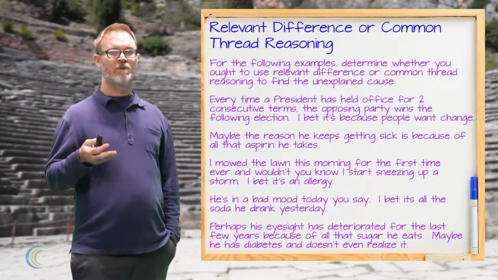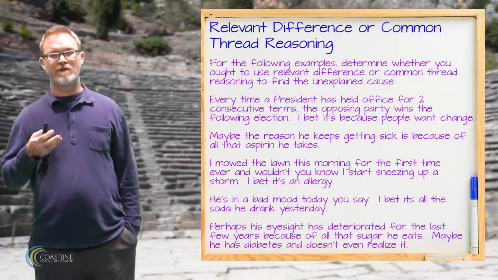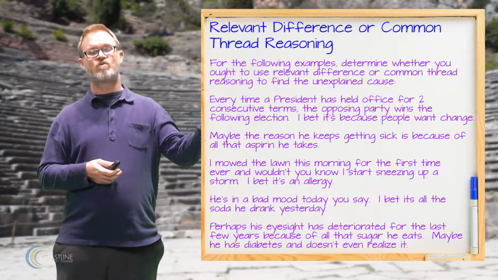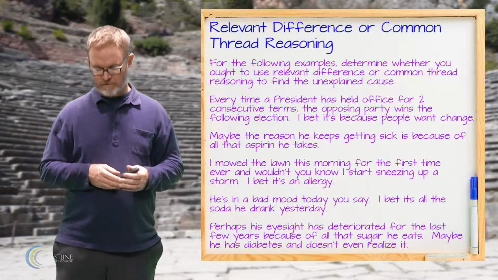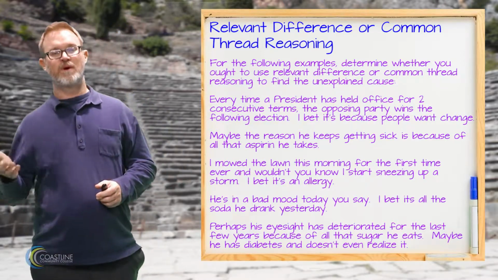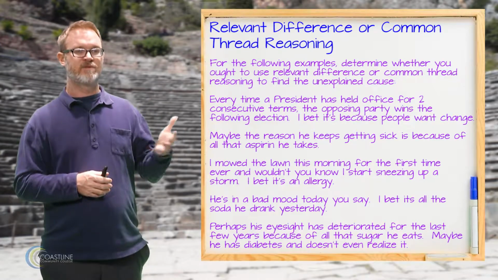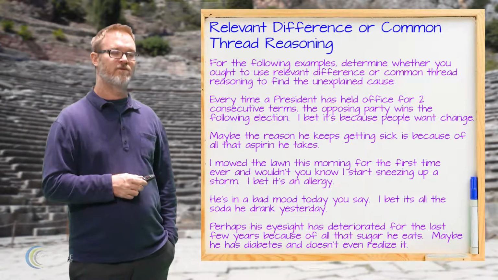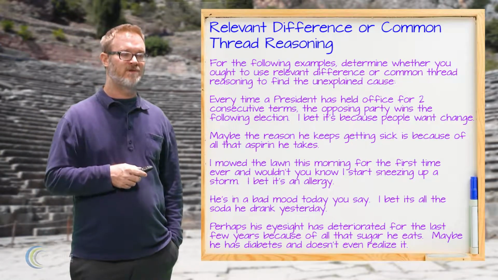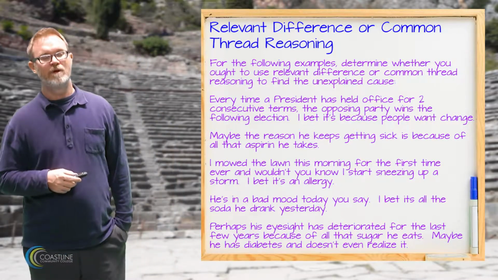So in this case, what we want to do is use common thread reasoning, because you have this reoccurring effect, right? Which is namely that the opposing party wins every time this happens, and it seems to be implied that this has happened many times, right? So that would be common thread reasoning. The next example.